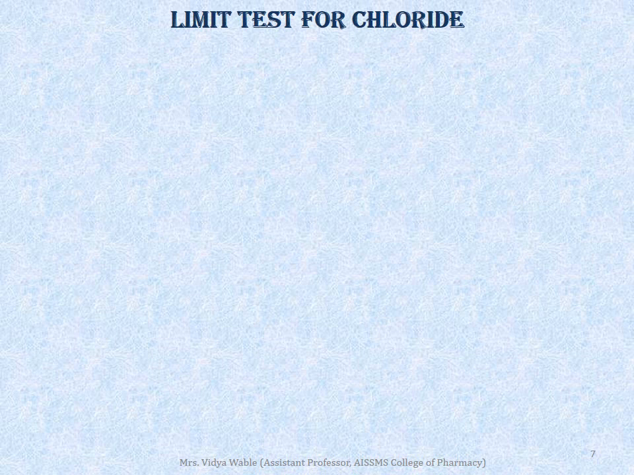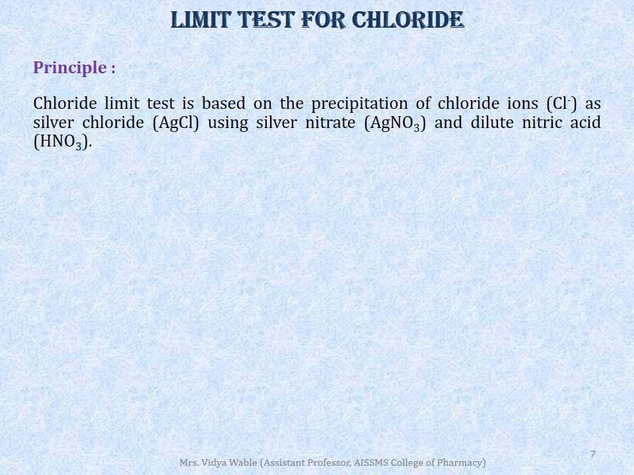Now we will discuss the limit test for chloride. The principle behind the limit test of chloride is that we are going to identify chloride as an impurity in our compound. The chloride limit test is based on the precipitation of chloride ions as silver chloride. We are using silver nitrate to precipitate chloride ion in the form of AgCl, and for that we are using dilute nitric acid also.